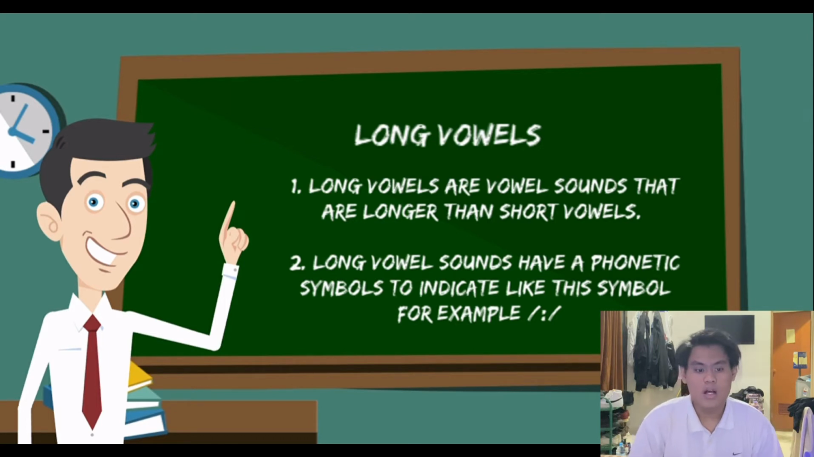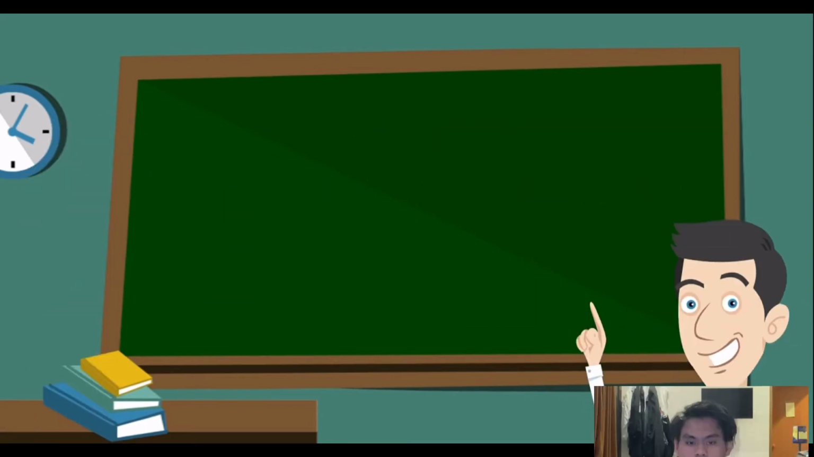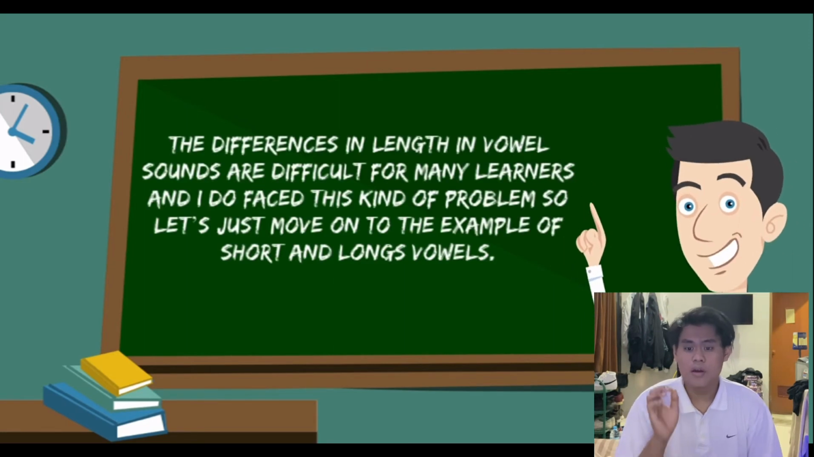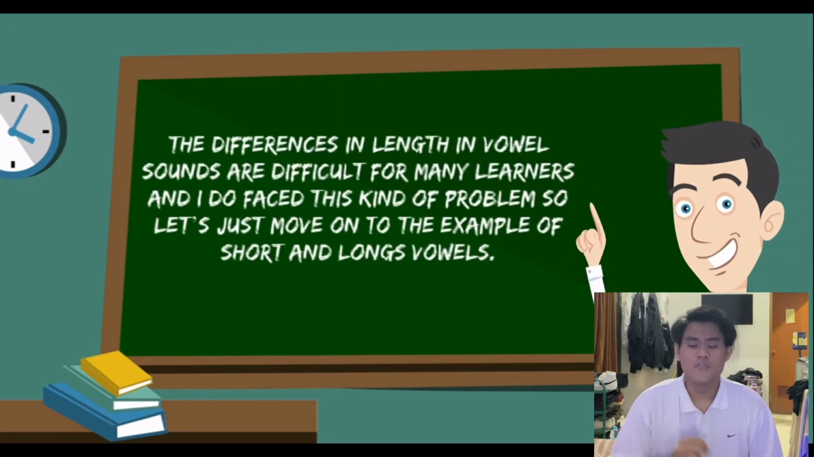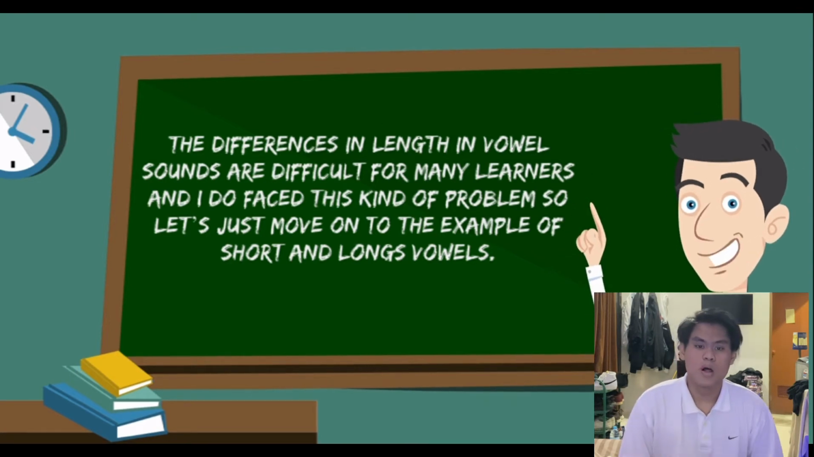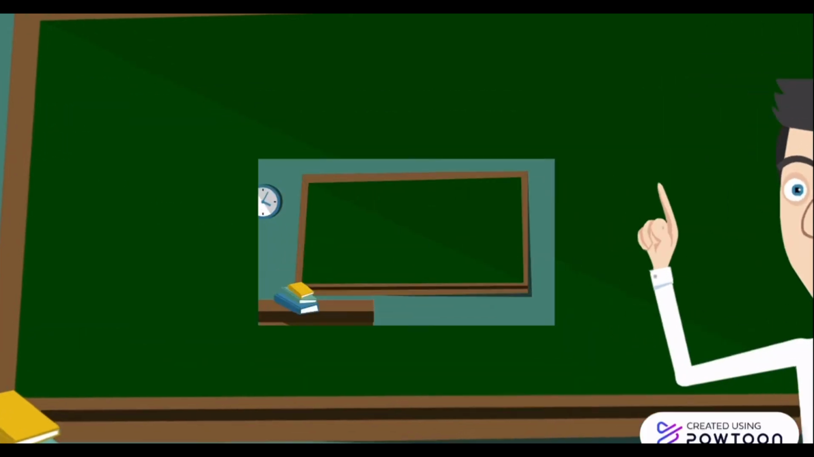Long vowel sounds also have the same vowels as the short vowels. It is A, E, I, O, and U. But the difference is the long vowel sounds have phonetic symbols to indicate them, like this symbol for example, which I provide in the PPT. The difference in length between vowel sounds is difficult for many learners, and I do face this kind of problem. So let's move on to the examples of short and long vowels.